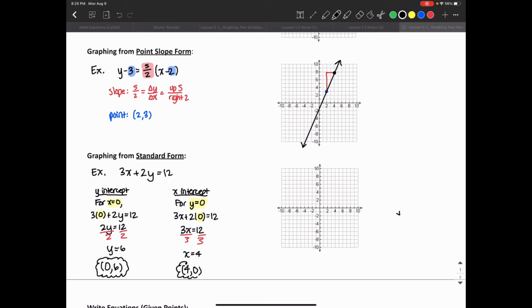These are 2 points that go on my graph. So (0, 6) and (4, 0). And then I connect them with a line and make sure that I make that line infinite.